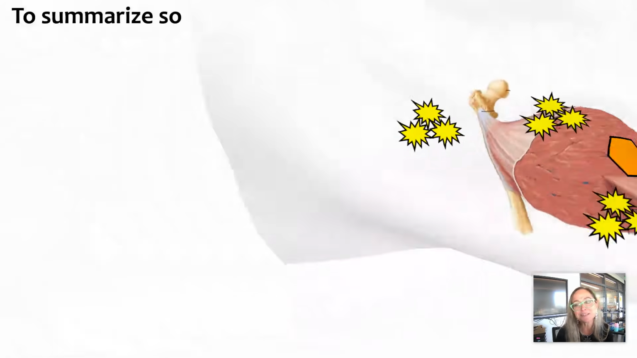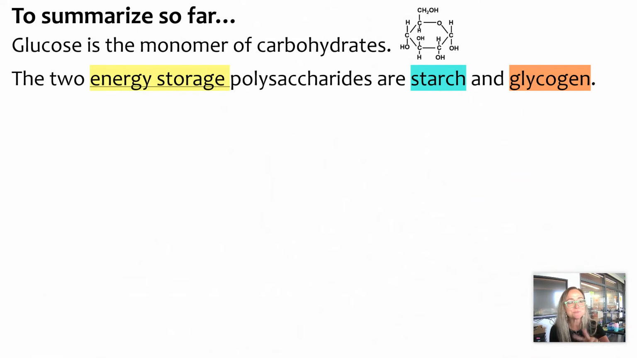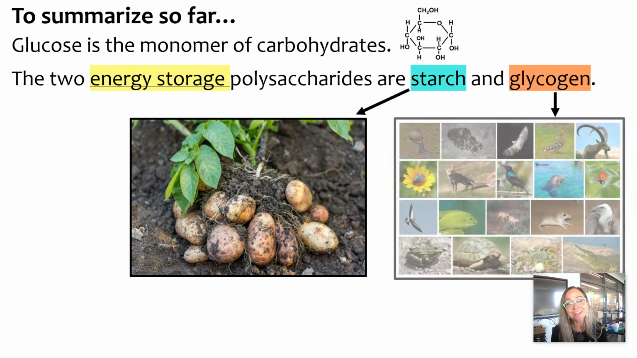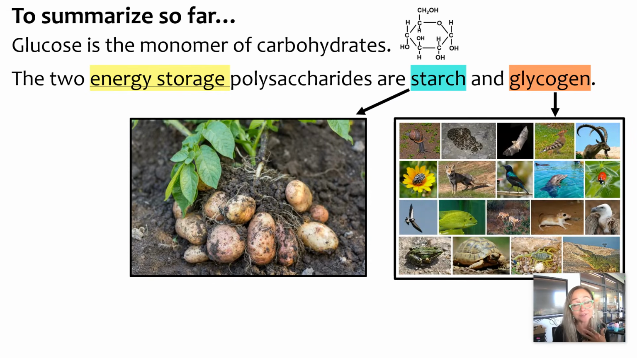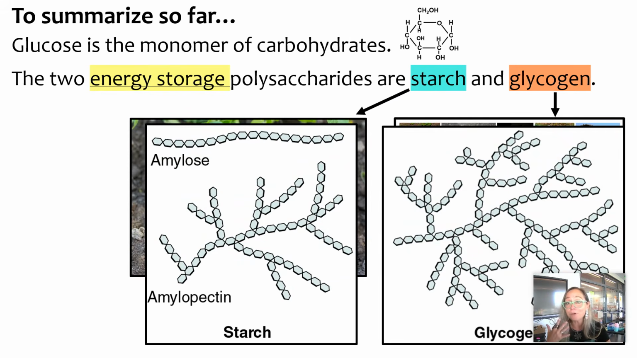So to summarize so far, glucose is the monomer of carbohydrates, and the two main energy storage polysaccharides are starch and glycogen. Starch is the energy storage polysaccharide in plants, and plants can hydrolyze it just like we can, and they'll use their glucose in their own mitochondria to make ATP. And then glycogen is the polysaccharide stored in animals. So starch and glycogen are both polysaccharides used for energy storage, but in separate types of organisms.